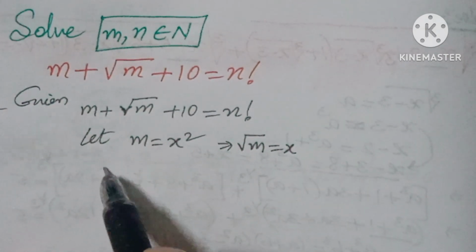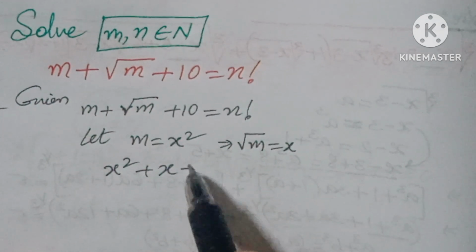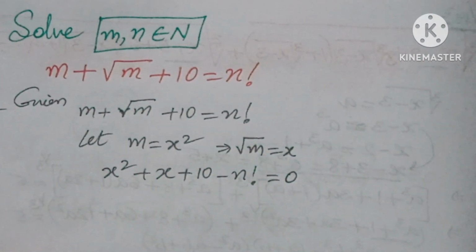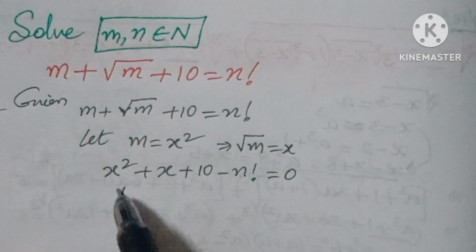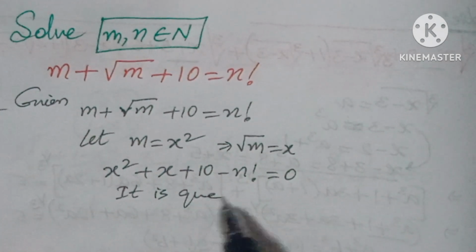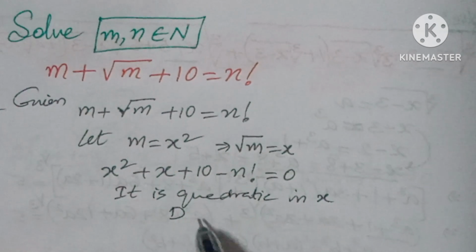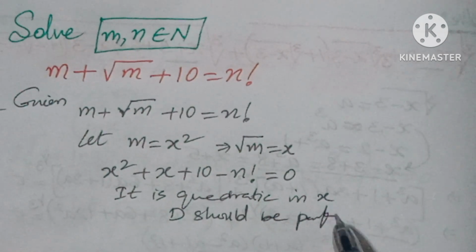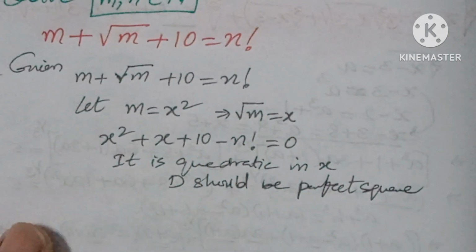So here, x square plus x plus 10 minus n factorial equals 0. Now it is a quadratic in x. So the discriminant should be a perfect square.